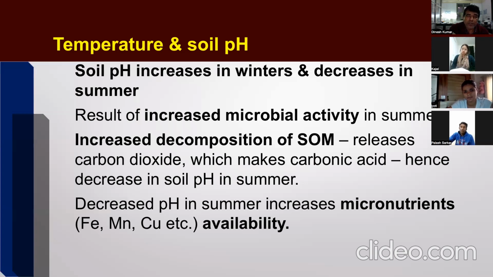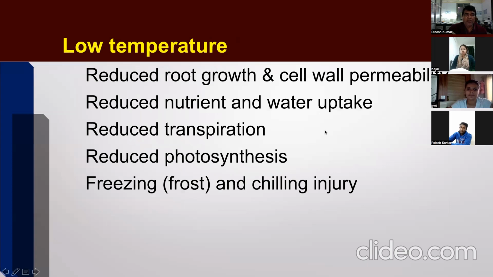But if you reduce the pH by way of decomposition of organic matter, the pH can be slightly reduced. Then the availability of iron, manganese, and copper will increase. Is it okay, Jyoti? Yes, sir. Okay, good. Now, what happens?